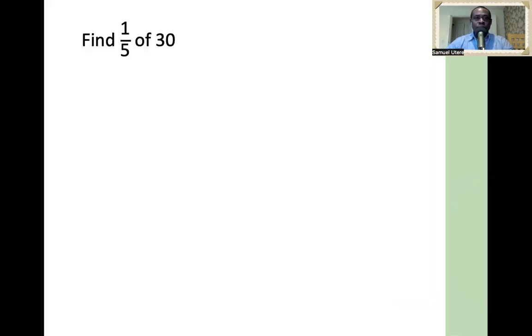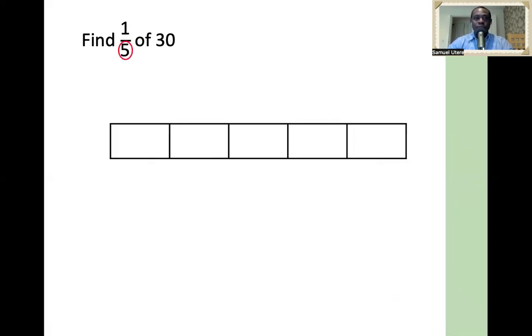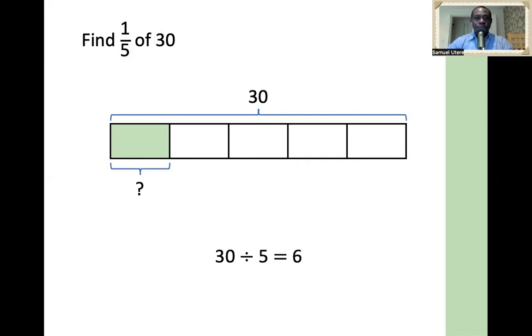If I ask you to find 1/5 of 30, remember our retrieval practice where we learned that the denominator tells us how many parts we need to divide it into. So if we were to represent this as a model where 30 represents the model, it means we need to split 30 into 5 equal parts like this. Now, 1/5 means we just need one part of that. So if you do 30 divided by 5, that is 6, which means each part is equal to 6.